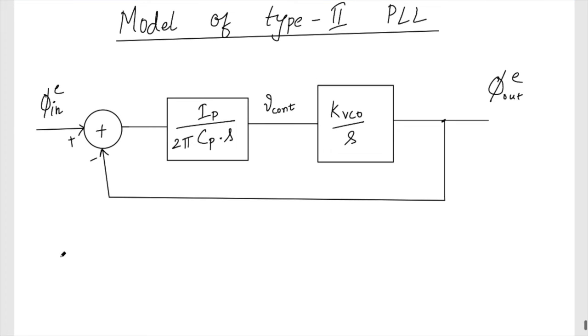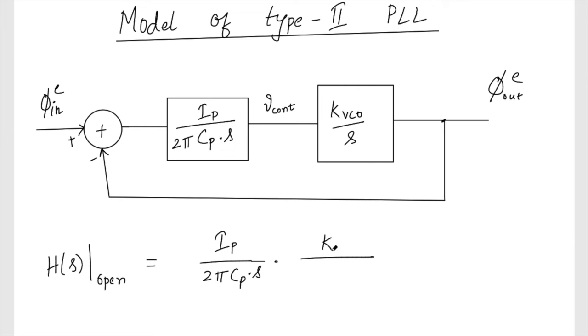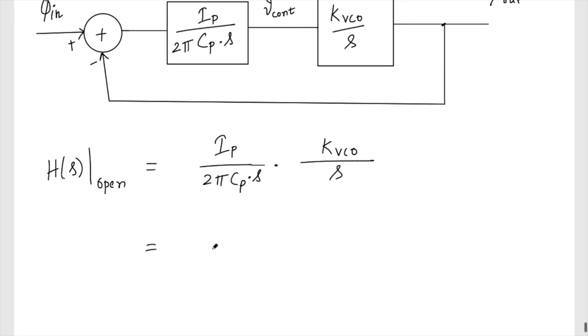So let's try to find out the open loop transfer function. It is basically the multiplication of this and this, which is IP by 2 pi Cp into S, into KVCO by S. If I just combine it, it is something like IP KVCO over 2 pi Cp into S square.